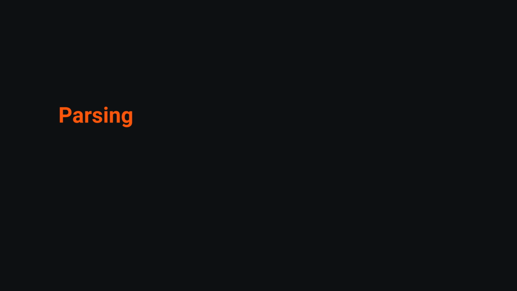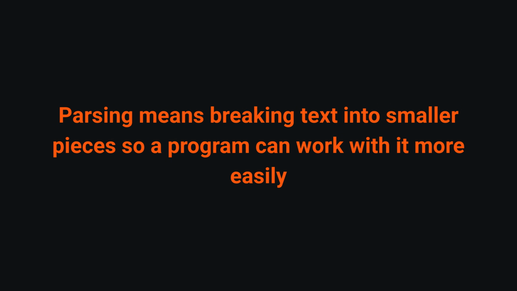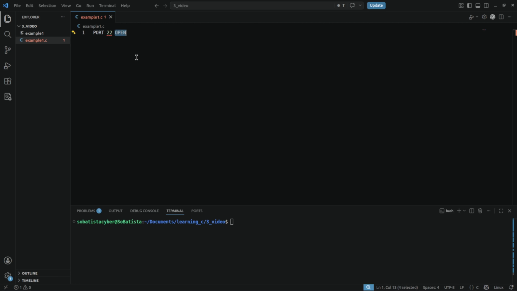Now, another important word is parsing. And parsing means breaking text into smaller pieces so a program can work with it more easily. For example, this string here has 3 useful pieces. It has port, 22, and open. Now, a program may need to separate those pieces before it can understand them.